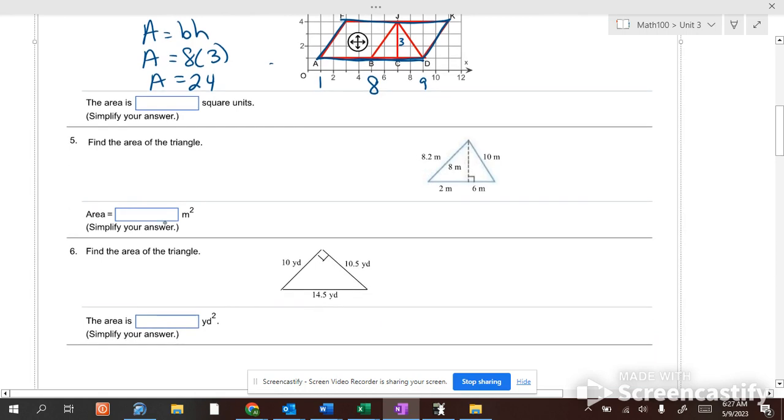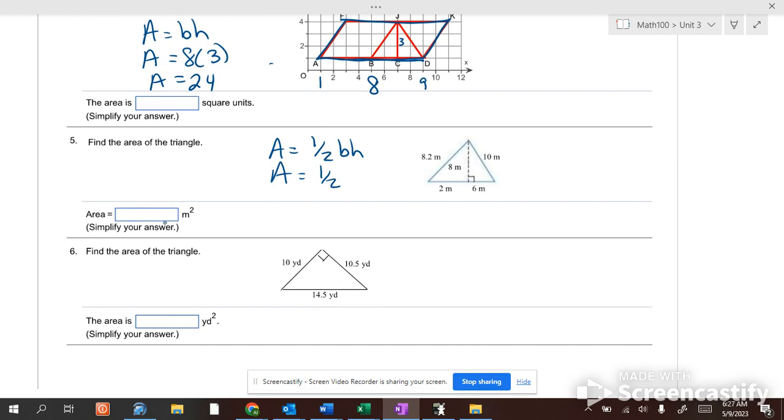The area of the triangle now is 1/2 the base times the height, because it's a half of a parallelogram. So we take 1/2. My base is right here. That adds up to 8. My height is right here. That's 8. So half of 8 times 8, well, 8 times 8 is 64. Half of 64 is 32.